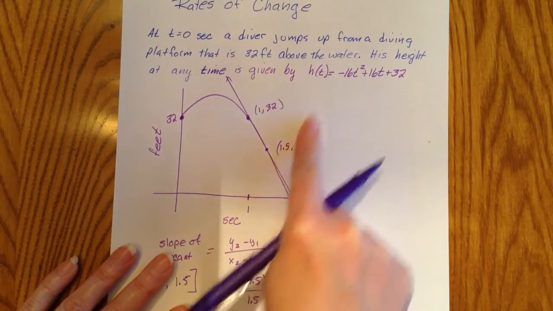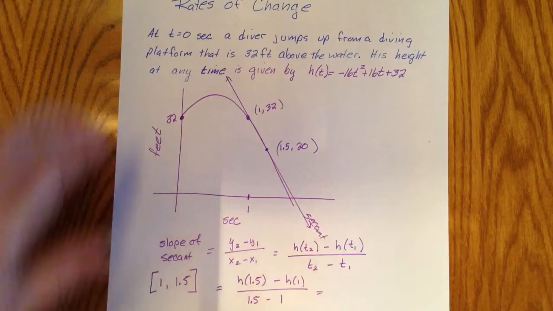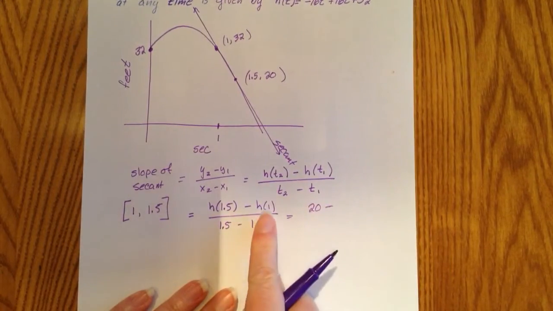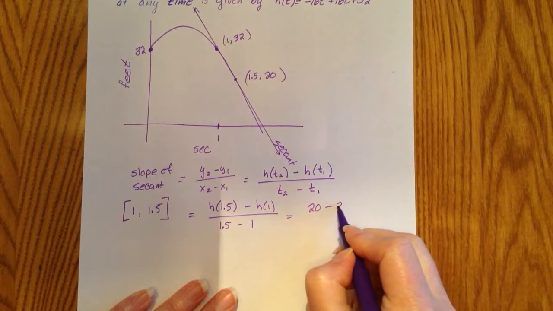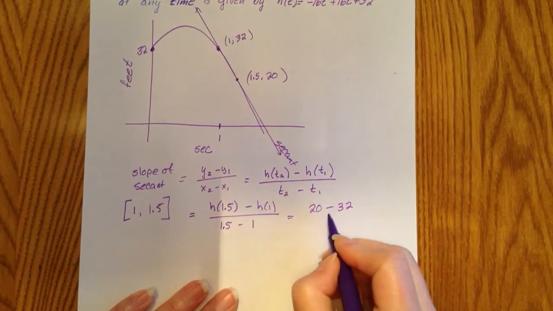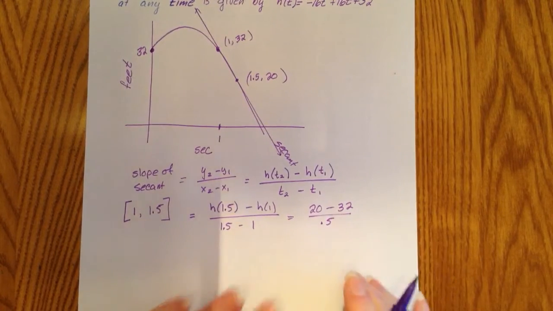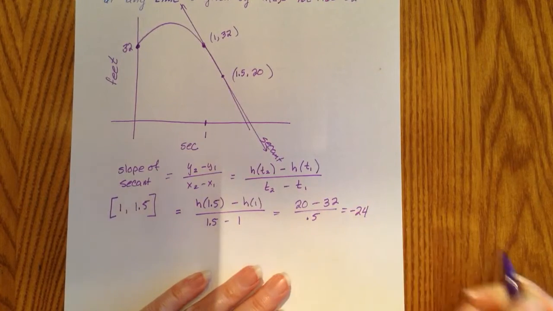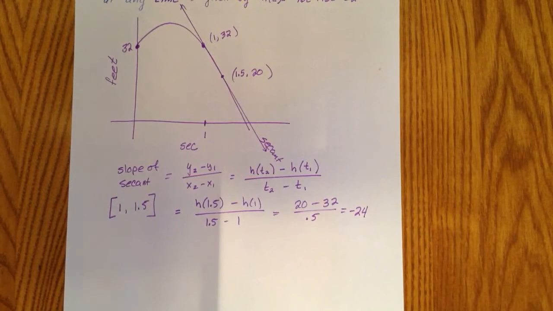When you put 1.5 into our function, you get 20. So 20 is the y coordinate, 32 is the y coordinate, and this is, of course, 0.5. Now, we can math that out. It's very straightforward. You get negative 24. But here's my question: negative 24 what?